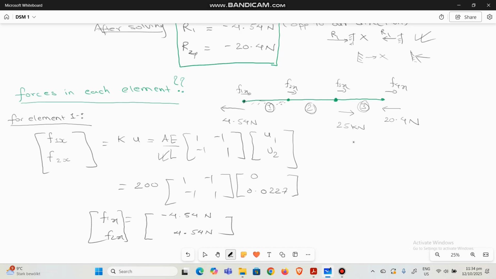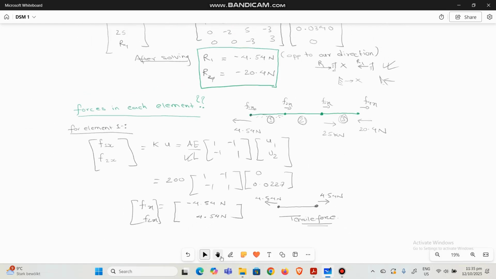If you draw the element 1, it will be something like this. F2x is 4.54 Newton and this is positive, meaning this direction is correct. This is plus 4.54 Newton, which means it is a tensile force because it's pulling each other apart, so it's tensile.